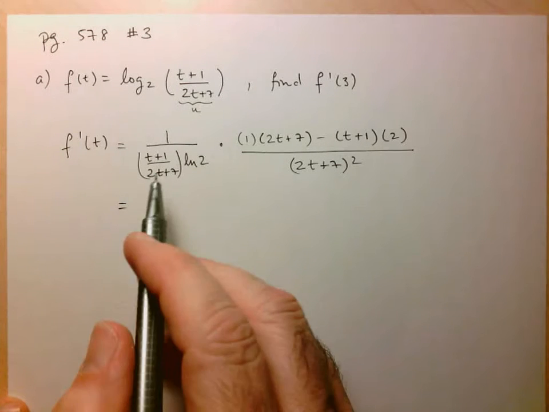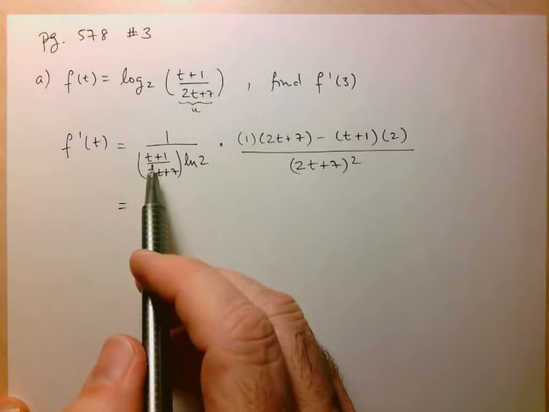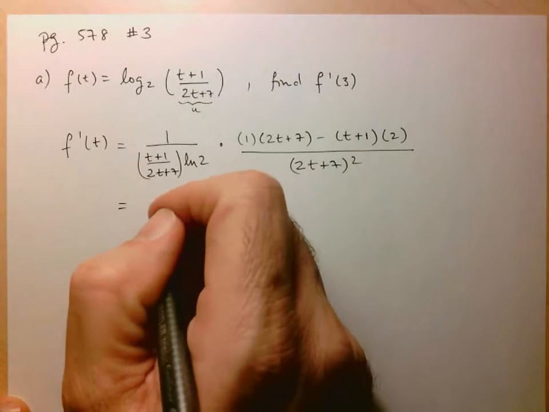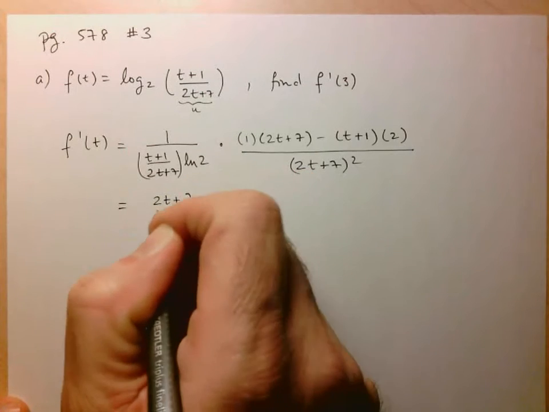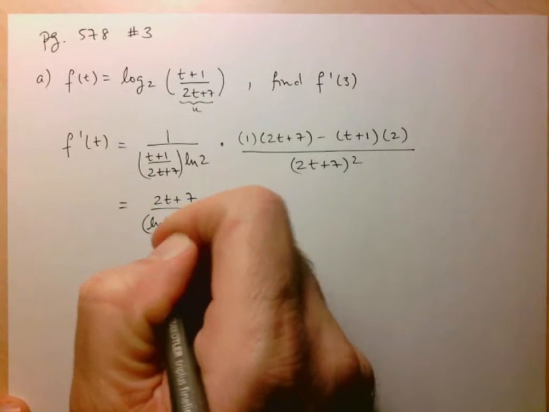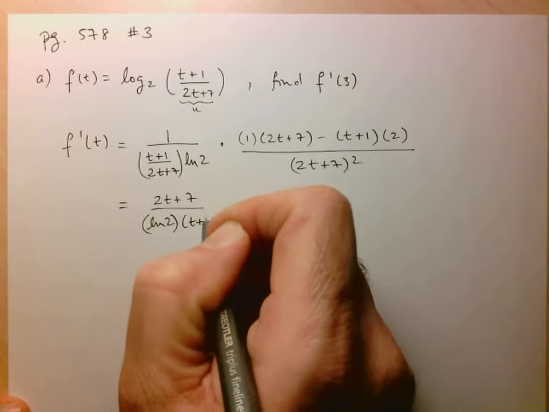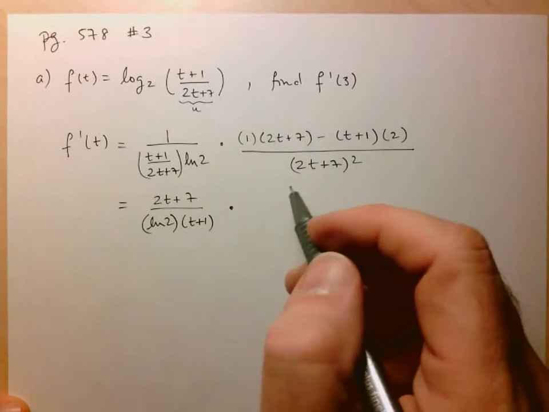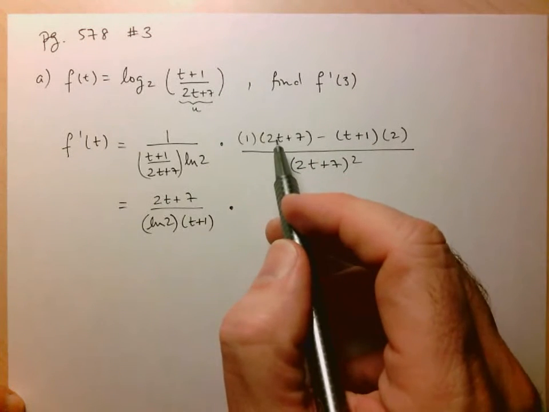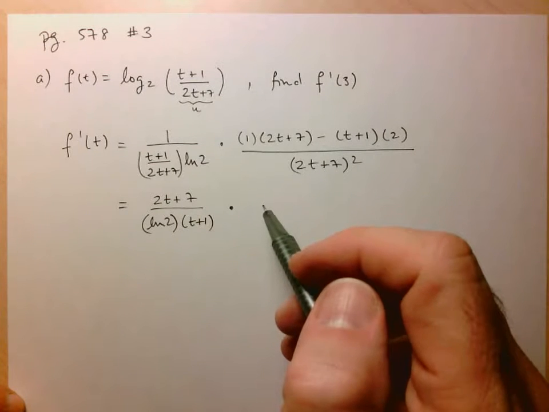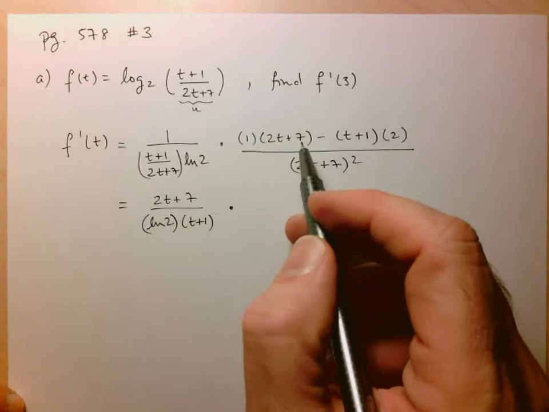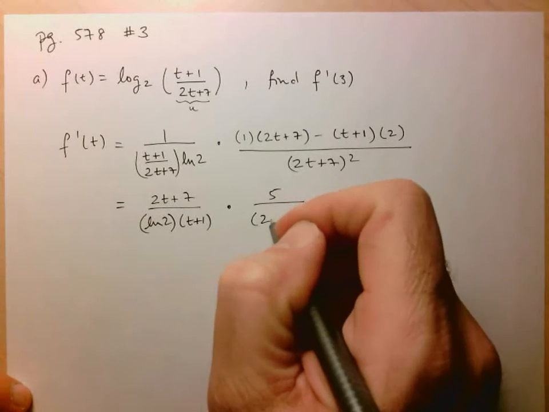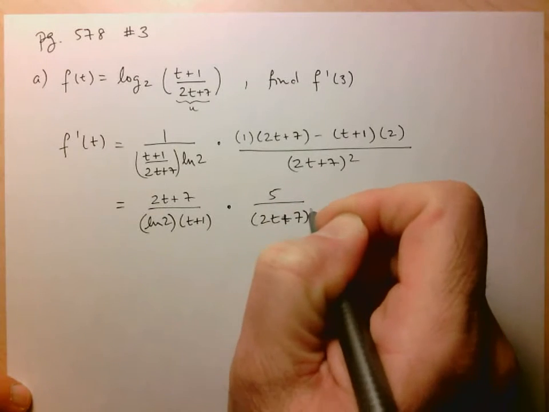So here we've got 1 over this fraction, so that's the same as 1 times the reciprocal. So this can be written as 2t plus 7 in the numerator, and then here we still have the ln 2, and now we have t plus 1 in the denominator. Okay, and let's simplify the numerator here. So here we have 2t minus 2t, so the t's cancel out, so that's quite nice. And then we've got 7 minus 2 is 5. So the only thing left in the numerator is 5, and I've got my (2t plus 7) squared.